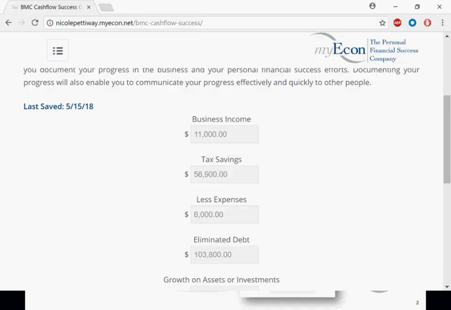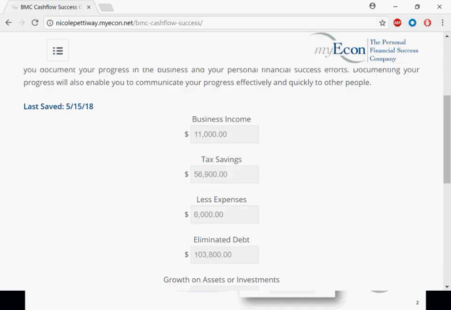The tax savings. How much money are you saving on taxes by redoing your W-4? By leveraging all of the tax write-offs that you get. Less expenses. How much money are you saving by cutting your expenses? Going back and redoing things. I had an associate who said, he started going back when he sat down to do his cash flow strategies. He started looking at all of his expenses and realized he had several gym memberships. He's like, why do I have all these memberships?